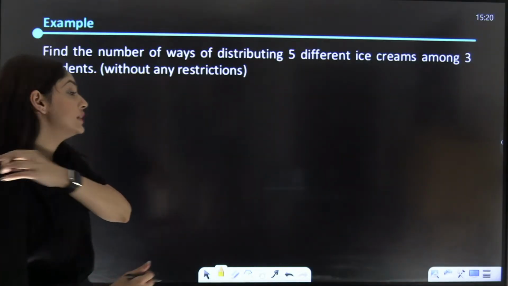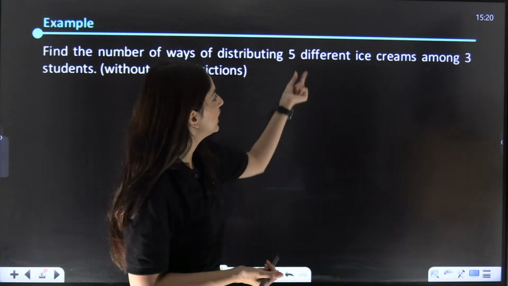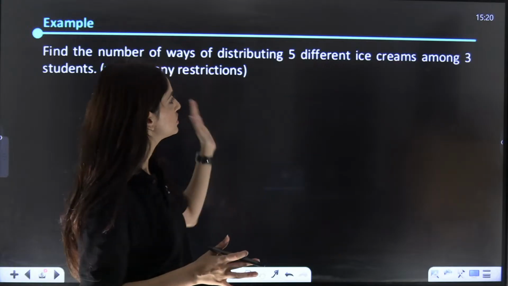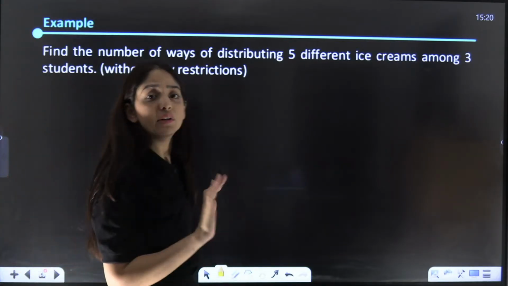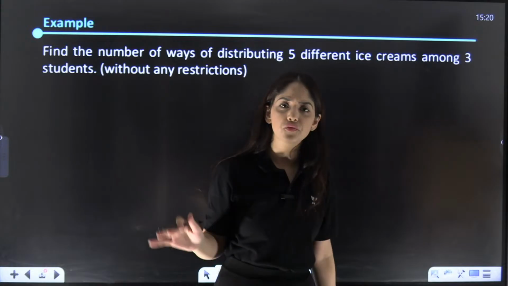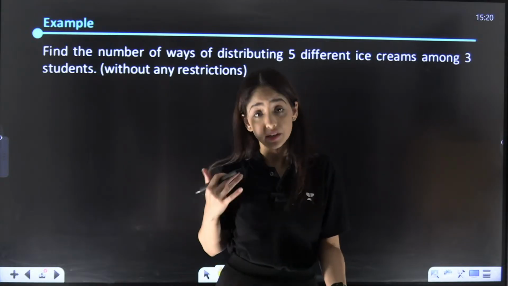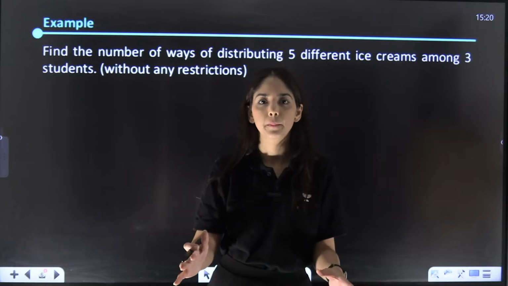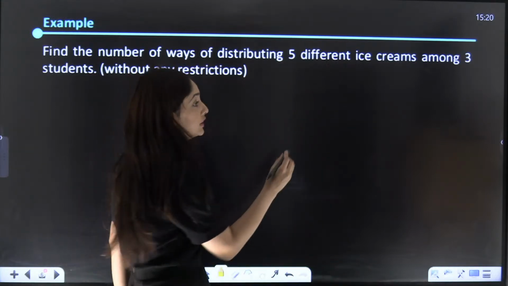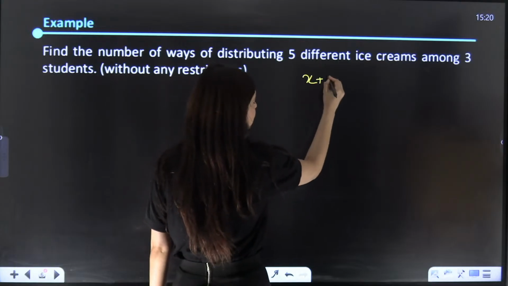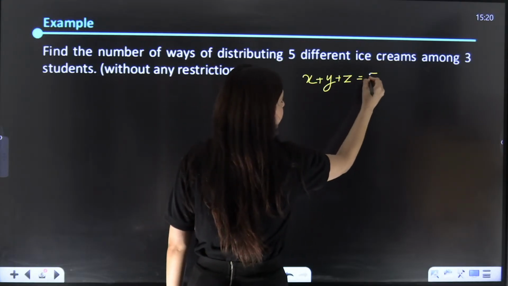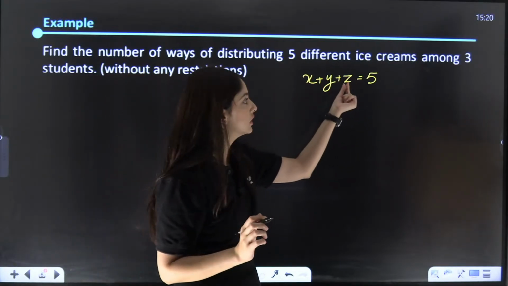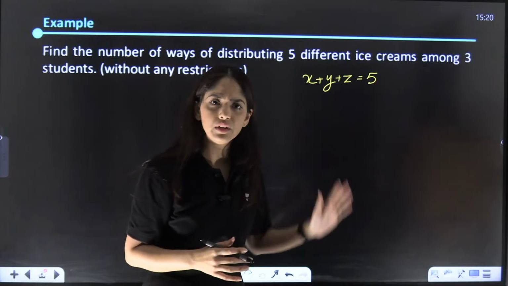So, distinct objects. Right now in this problem we have 5 different ice creams. We have to distribute them among 3 students without any restrictions. That means even if some students do not get any ice cream, that is also one possibility. But we have to finish the 5 ice creams. Total should be 5. So now x plus y plus z is 5. The first student gets something, the second student gets some number of ice creams and the third one gets some number of ice creams.